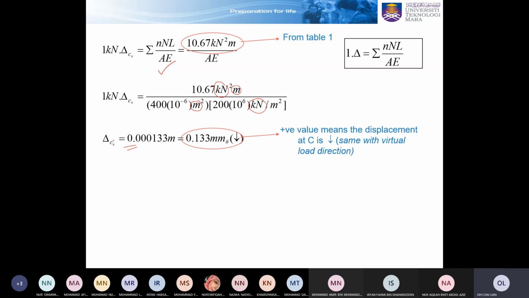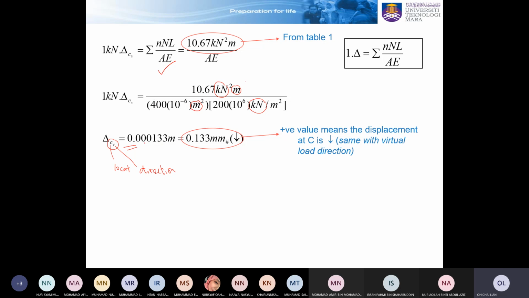If you want to name this delta, say CV, C means the joint, the location, and V means the direction. Or you can have your own more creative and good symbol, also no problem, as long as I can understand.